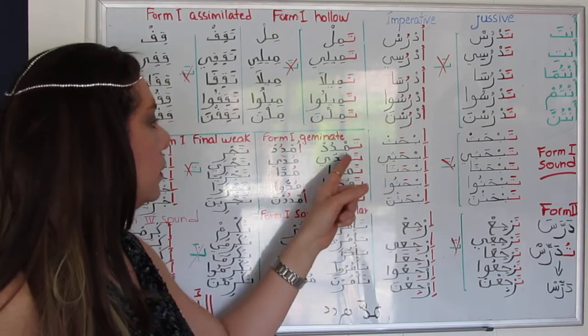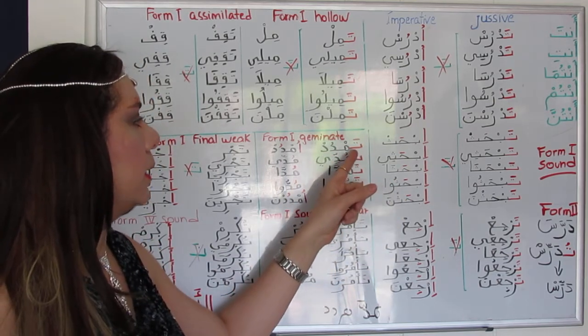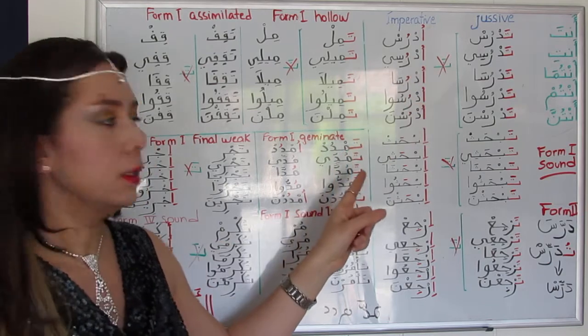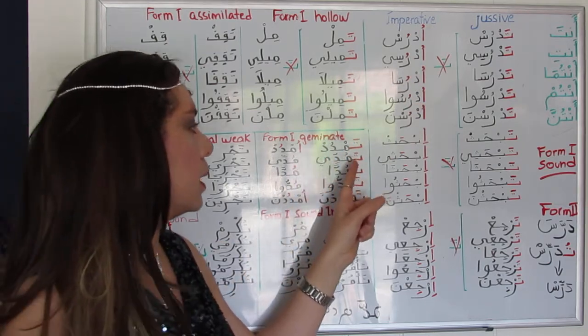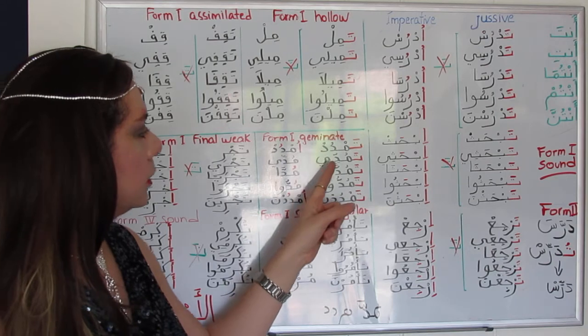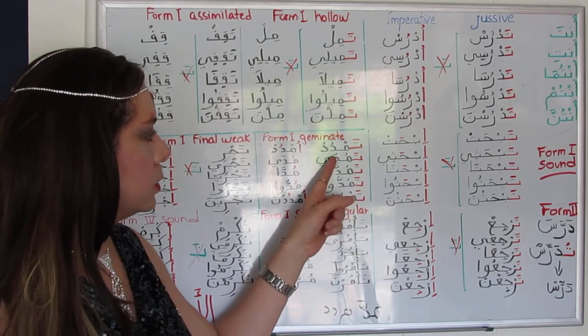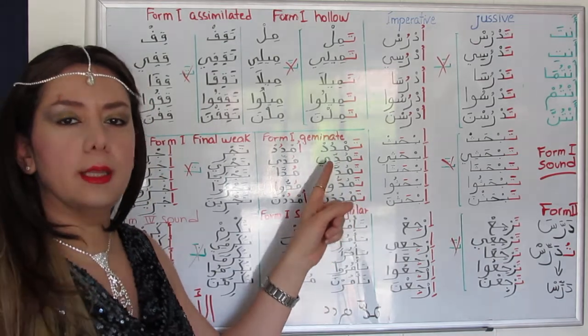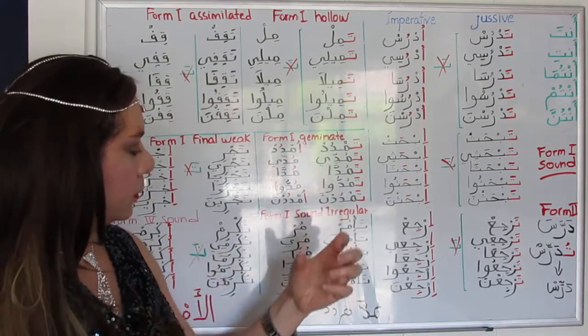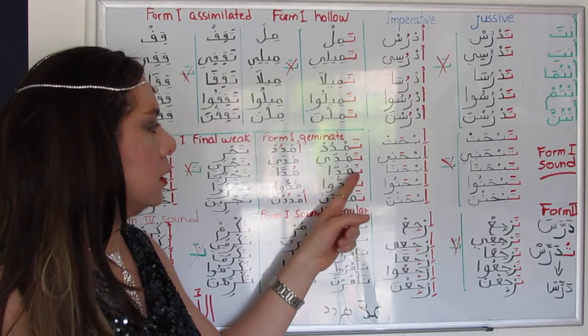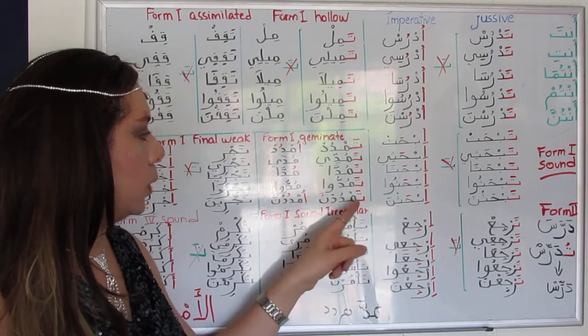Form one, geminate. So anta, it's in the jussive. Tamdud, tamuddi. Here they kept the dal together using the shadda. They didn't expand it for anti. Tamudda, same tamuddu and tamdudna.